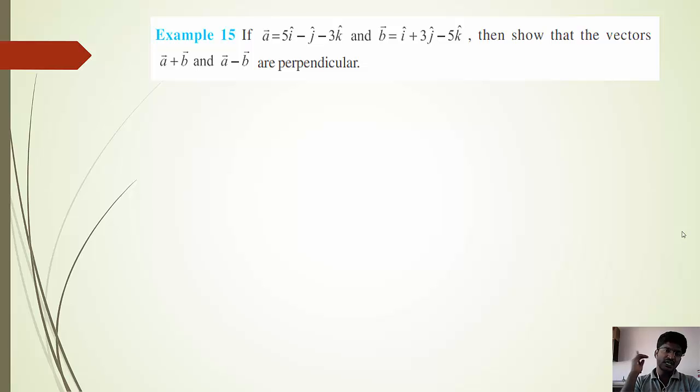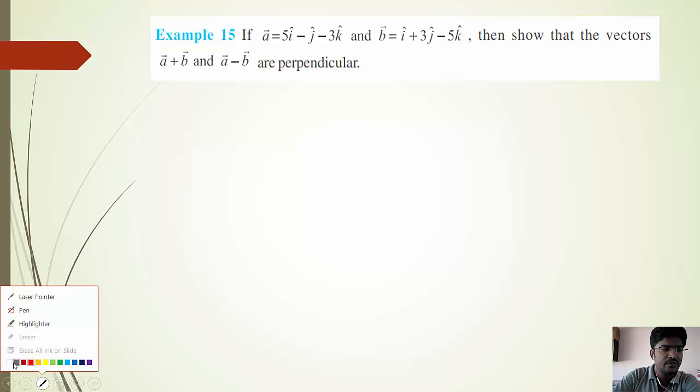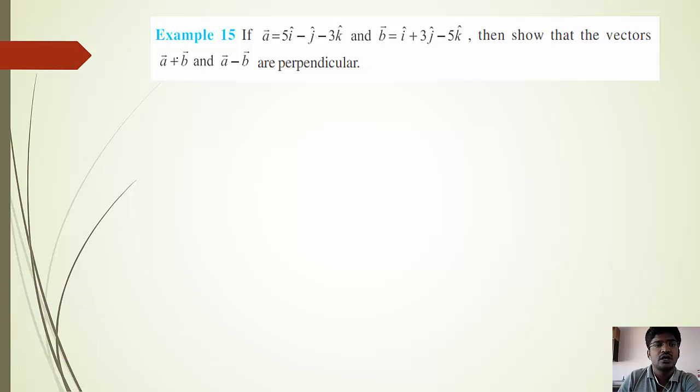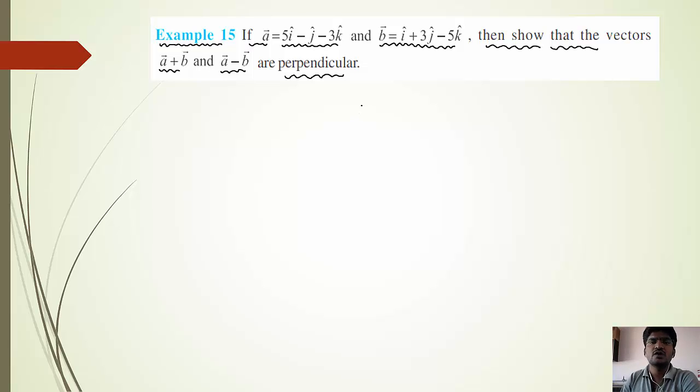In example 15, clearly they have given vector A and vector B. If vector A equals 5 i cap minus j cap minus 3 k cap and vector B equals i cap plus 3 j cap minus 5 k cap, then show that the vectors A plus B and A minus B are perpendicular.